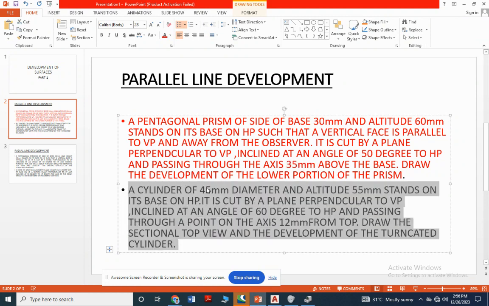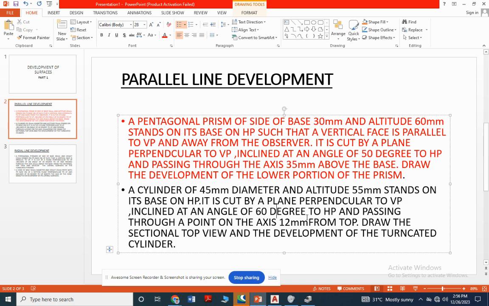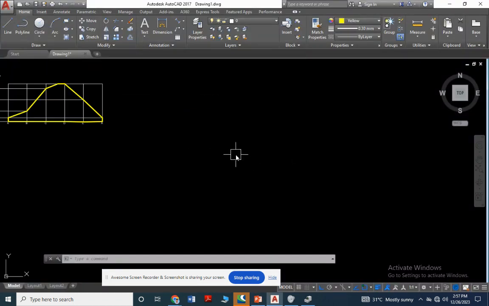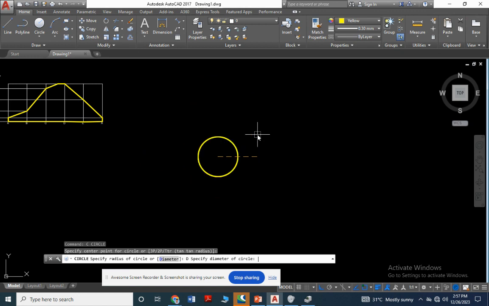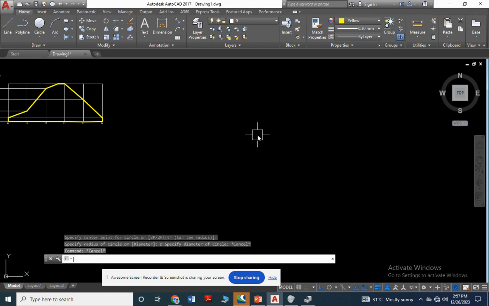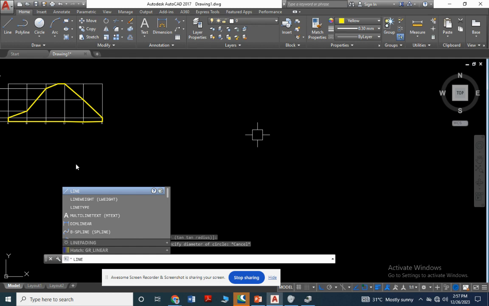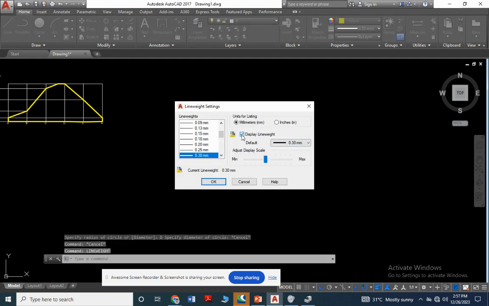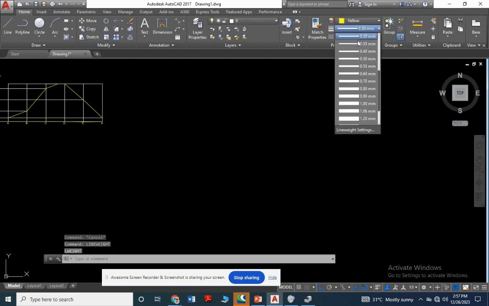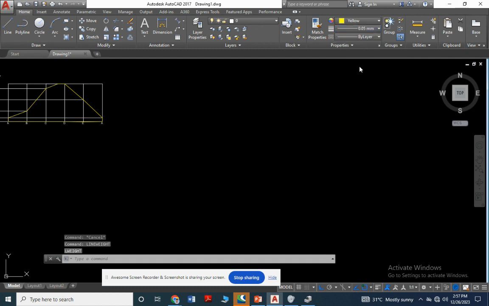The second one: a cylinder of 45 mm diameter and altitude 55 mm, standing on the HP, cut by a plane at 60-degree inclination, passing 12 mm from the top. Now I draw the circle and diameter. Before that, line weight should be off. Change line 0 to by layer.